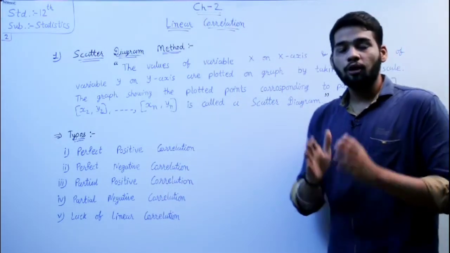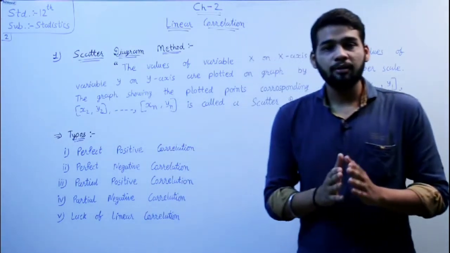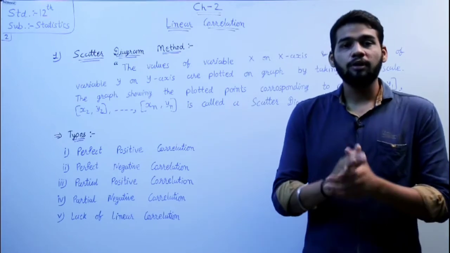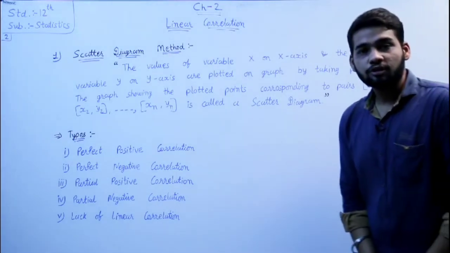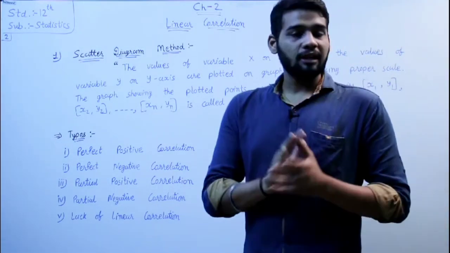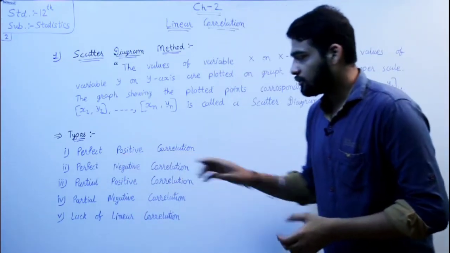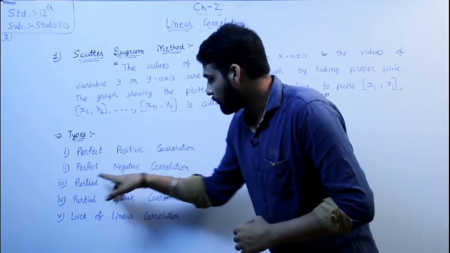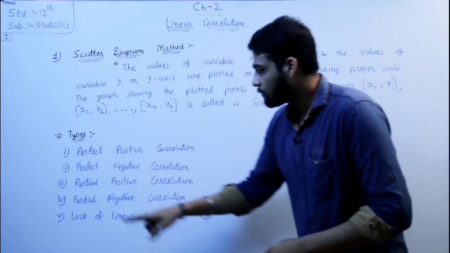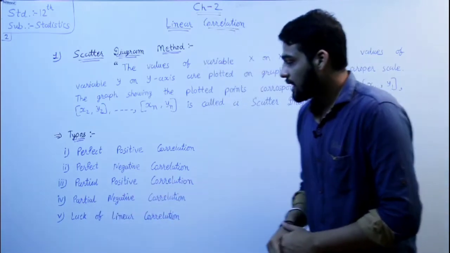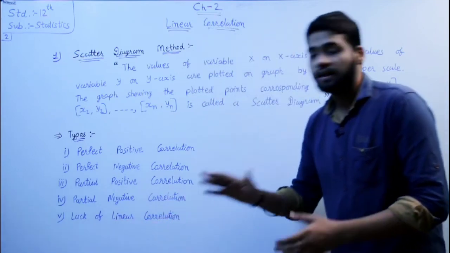The values of the x variable on the x-axis and the values of the y variable on the y-axis are plotted, and the graph we get is known as our scatter diagram. In this method we have five types of diagram. First is perfect positive correlation, second is perfect negative correlation, third is partial positive correlation, fourth is partial negative correlation, and the fifth type is lack of linear correlation.